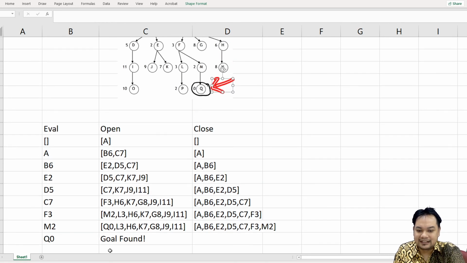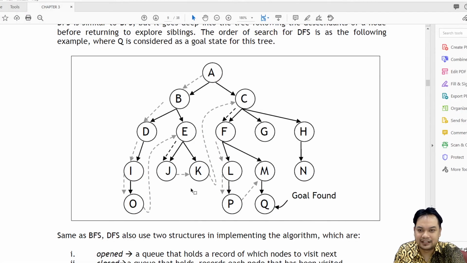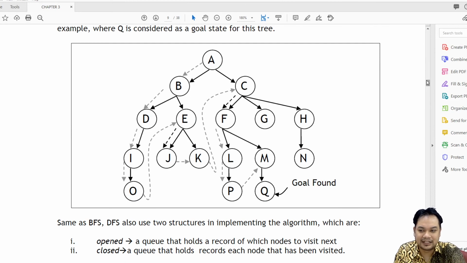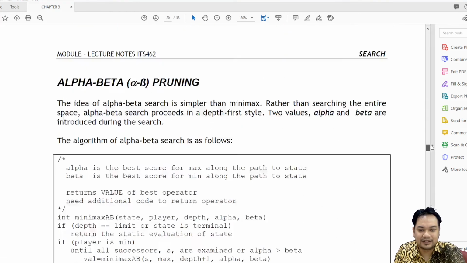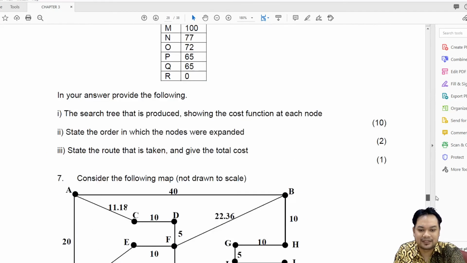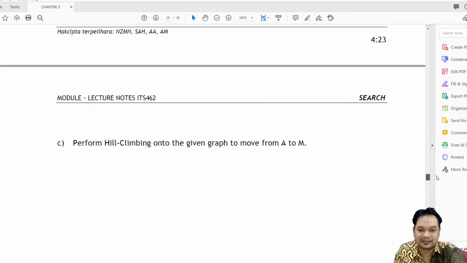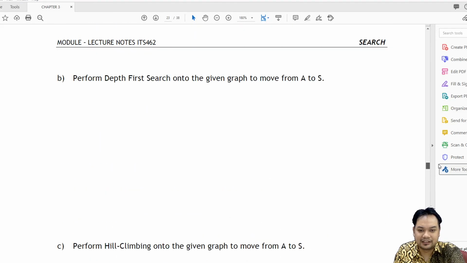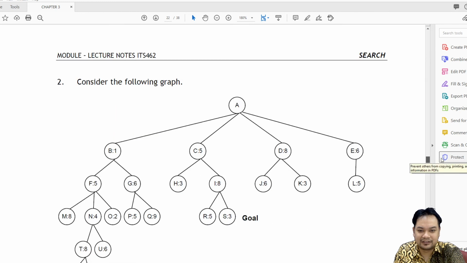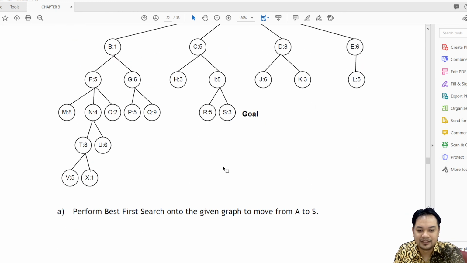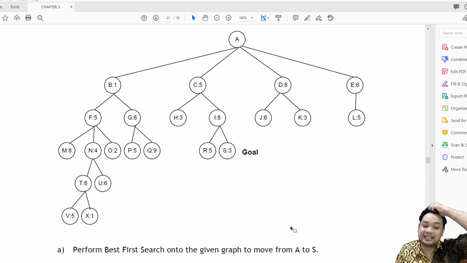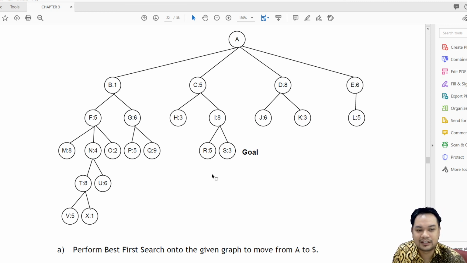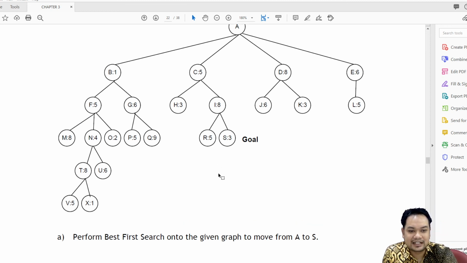Right? So if you have the time, sebenarnya kamu kena jawab soalan di belakang ni. Okay, you have to answer the question at the back. Okay, practice make perfect. So in practice make perfect, okay, try to answer this question number 2. So perform best first search into the given graph to move from A to S. Nanti waktu class time kita cuba bincang tengok macam mana. So or I will make another video to discuss how it is being done.